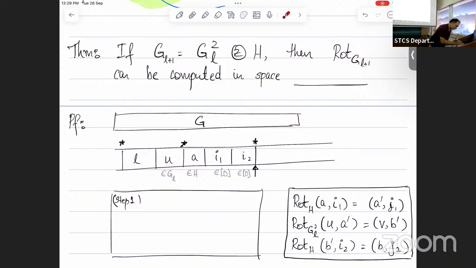So similarly, now once again I move forward, I put one more star here, and this is where my head is going to end up. I've done some changes on tape 2, but I have now currently marked off A, I1. Now I run the rotation map for H.